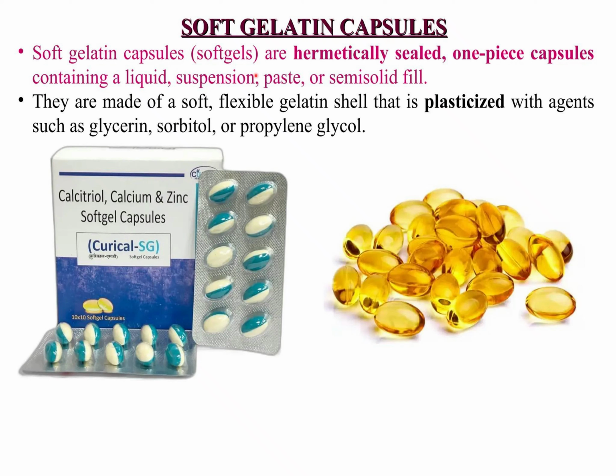So soft gelatin capsules are hermetically sealed one-piece capsules containing a liquid, suspension, paste or semi-solid fill. They are made of a soft, flexible gelatin shell that is plasticized with agents such as glycerin, sorbitol or propylene glycol. So these are hermetically sealed, but hard gelatin capsules are not hermetically sealed. These are one-piece capsules, but hard gelatin capsules are two-piece capsules.